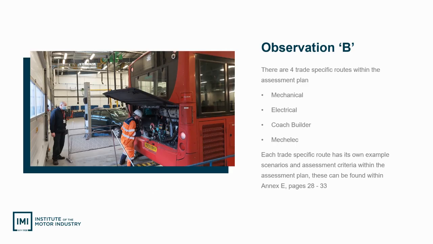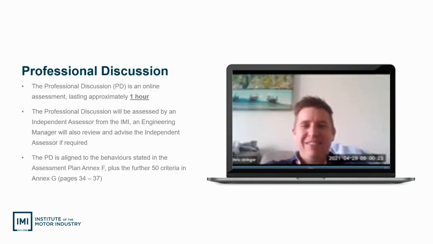All apprentices on the Bus and Coach apprenticeship will complete Observation A. Observation B will be based on which of the 4 specific routes the apprentice has undertaken, as listed on the slide. Again, additional information relating to the specific types is available within the assessment plan as referenced on the slide.